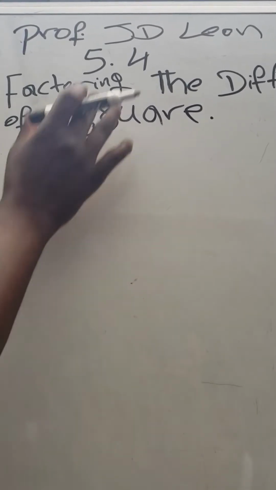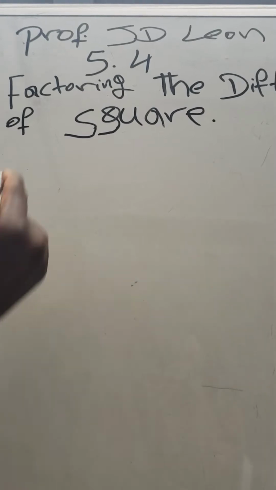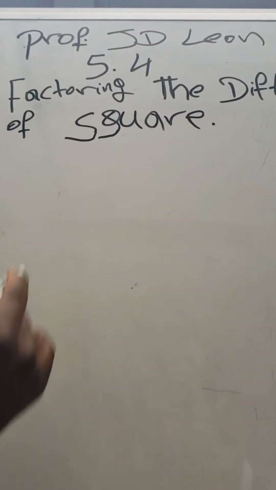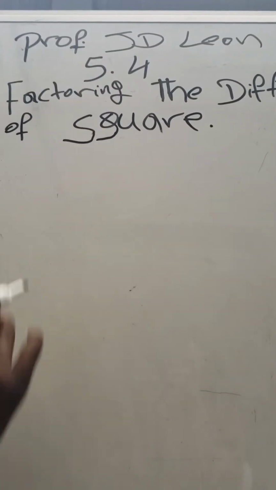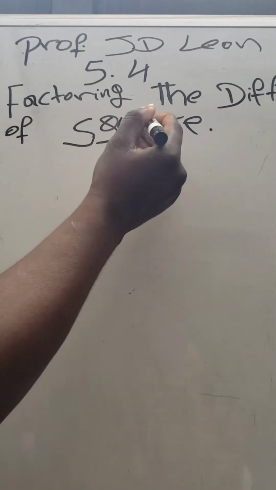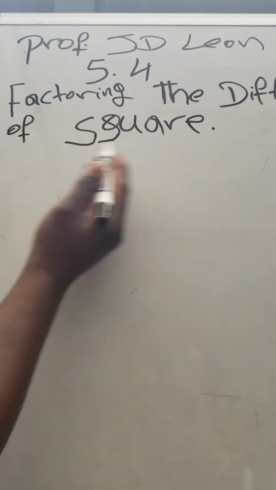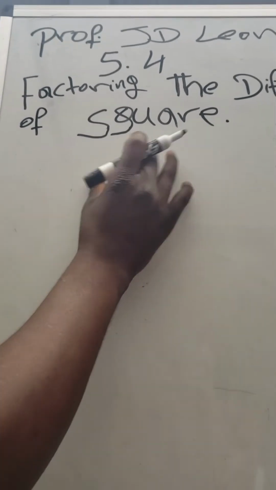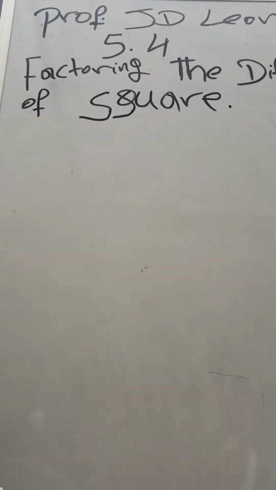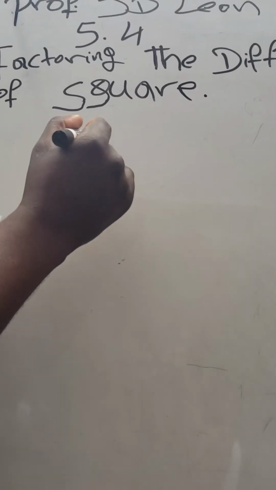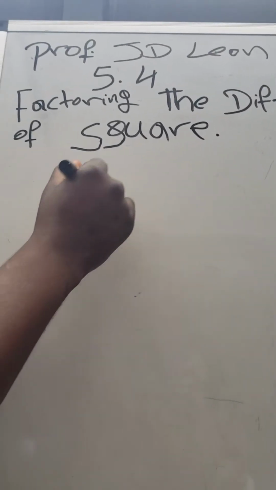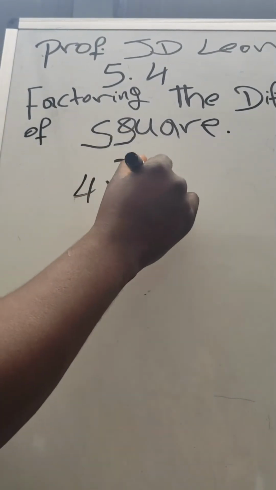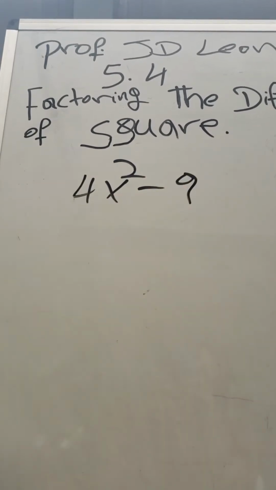But anyway, we're going to continue with chapter five. Today we're going to pick up with section 5.4, factoring the difference of squares, and some would say factoring the difference of two perfect squares. An example of that is if we have 4x squared minus 9.